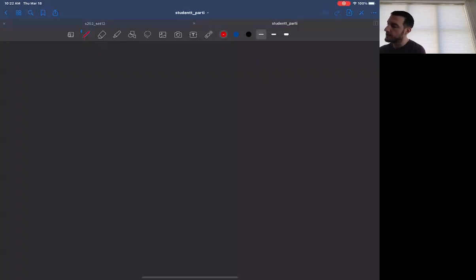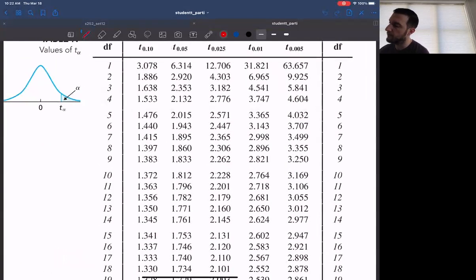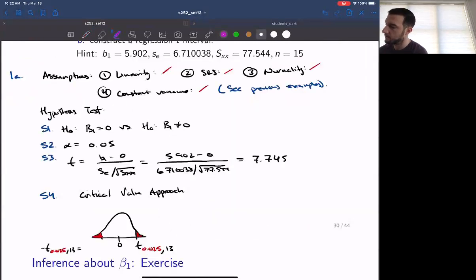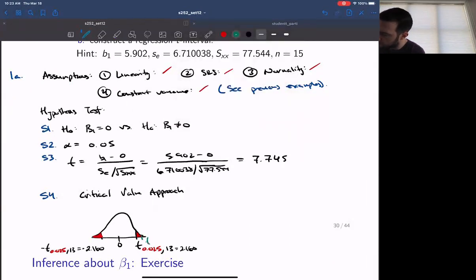So now we go to our student t table. We match 0.025 to 13, and that gives us 2.160. So negative 2.160 here and positive 2.160 here. And our test statistic, you can see, is much larger than the positive, so this is going to give evidence of rejection, which implies that beta 1 is different from 0, which means there is a meaningful relationship.